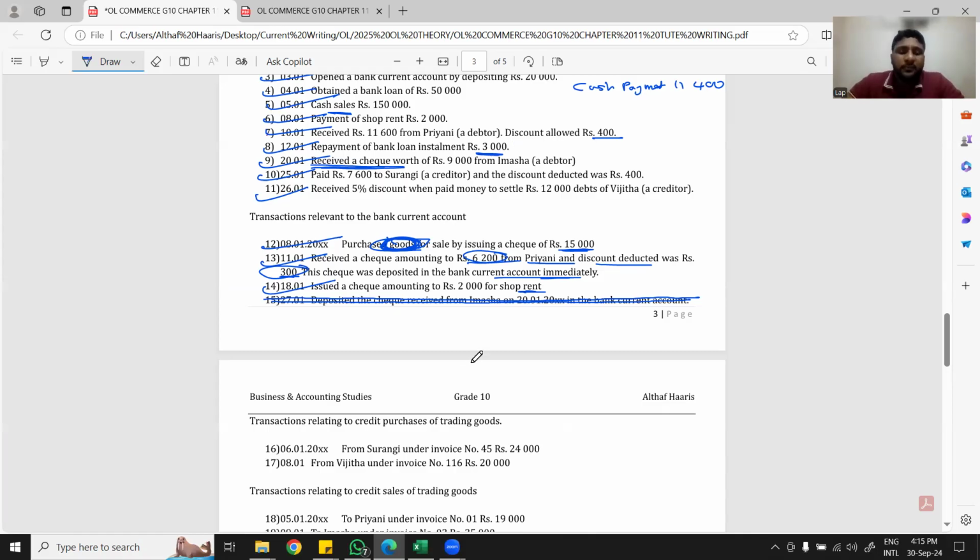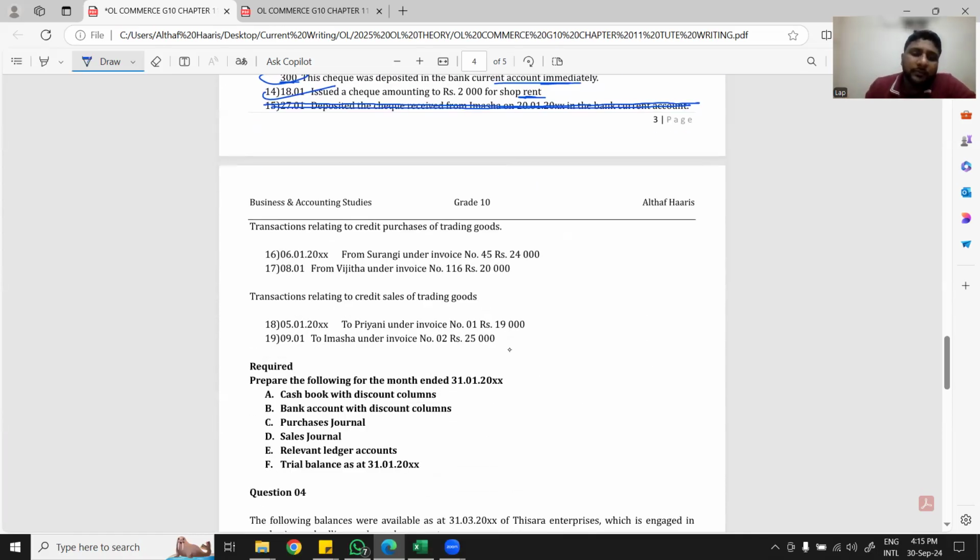Okay. Now here, credit purchase of trading goods, inventory, stock. If you are recording this double entry, once you deposit the money in the bank, cash account will decrease, bank account will increase. Debit the bank, credit the cash. That's how you have to record. But the cash account you have to erase and redo. Your book will become ugly.